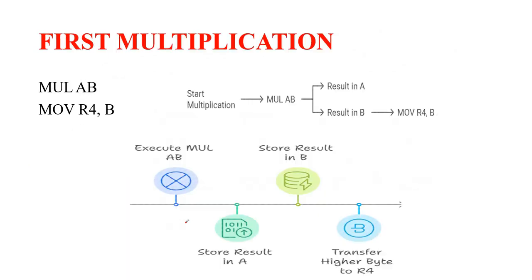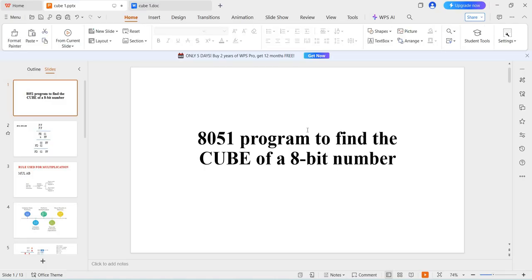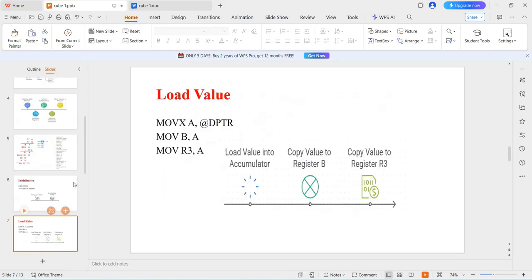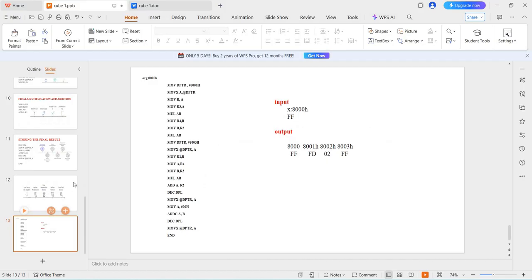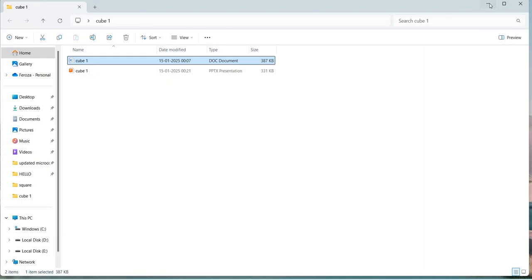This will be stored at 8003, 8002, 8001. FF02 FD, this is our result. Now we will see the execution of the program. So I'll copy the program first. Now we will go to the Keil software.